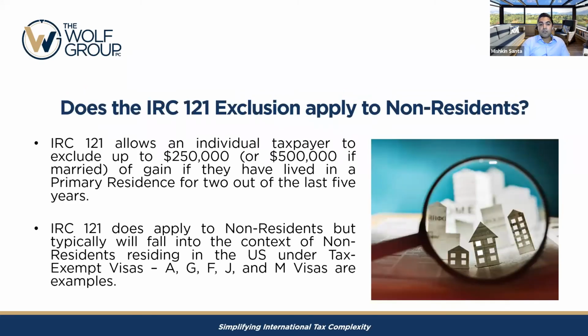Another area of confusion is what we call the 121 exclusion. So I see this a lot. People don't realize that if you live in the real property, you're a non-resident alien, you're maybe a tax exempt individual like a G-4, you're living in the property for 2 out of the last 5 years, each individual person gets a $250,000 exclusion of gain, $500,000 if you're married. A lot of non-residents assume that doesn't apply to them, but it actually does. So again, A, G, F, J, M visas, you may be able to take advantage of what we call the 121 exclusion. And make sure you factor that into your calculation when you're going to sell the property.